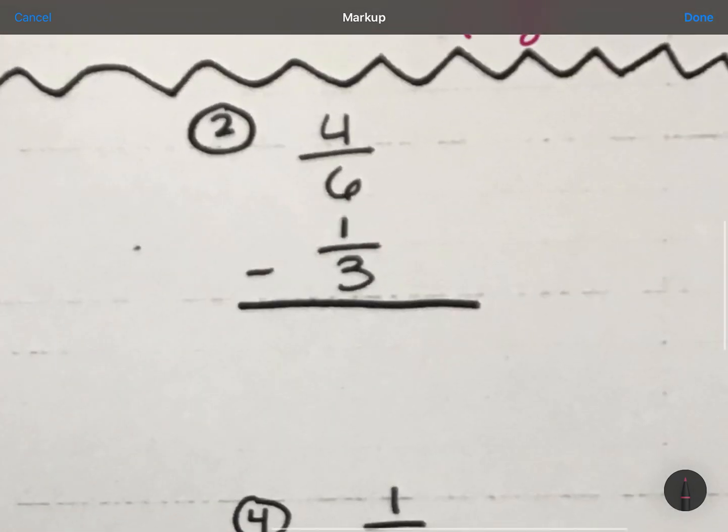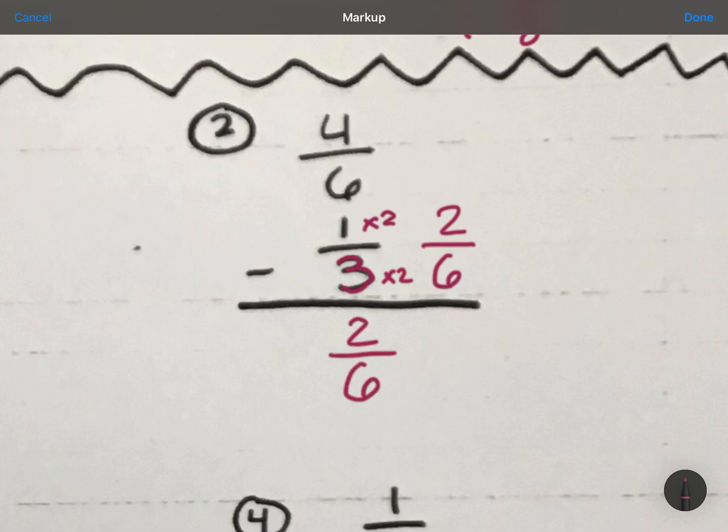Come to number 2 here. I have a 6 and a 3. They are not the same, so I'm going to have to switch that. So I'm going to look at my smaller number, which is the 3 here. Can I turn a 3 into a 6 by multiplying? The answer is yes again. So I can turn that into a 6. 3 times what gives me 6? Multiply that by 2. If I do it to the bottom, I have to do it to the top. 1 times 2 is 2. Now I have the same denominators and I'm able to subtract. 4 minus 2 is 2, and I keep my denominator the same. Hey, look, we got the same answer.